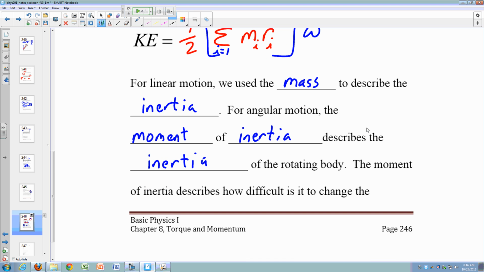And so for a rotating body, the mass isn't really the only thing that's important. It's also how that mass is distributed. We'll talk about that a bit more next time. And we're actually going to calculate this moment of inertia for a number of different bodies.